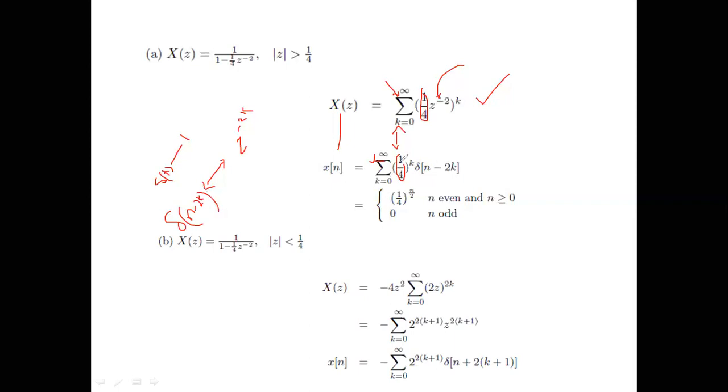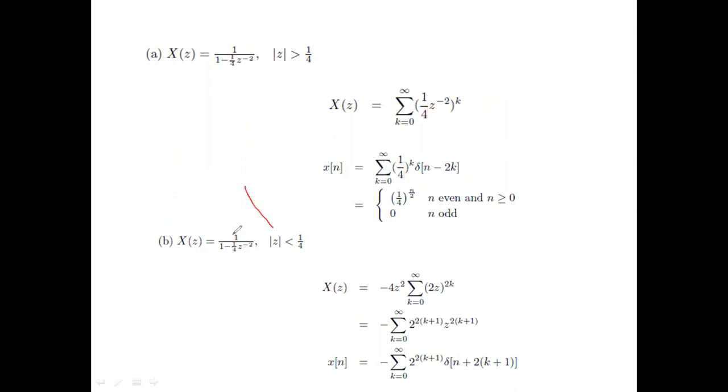Okay, so 1 by 4 to the power k delta n minus 2k, from this particular thing, minus 2 into k it was, right? We applied it here also. So there it is. This was simple. The tricky part is here.